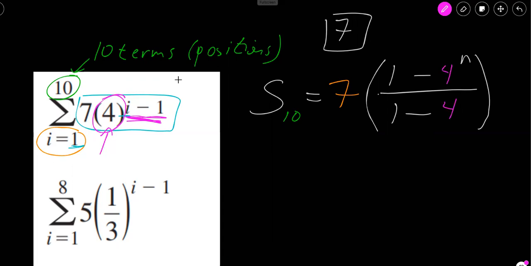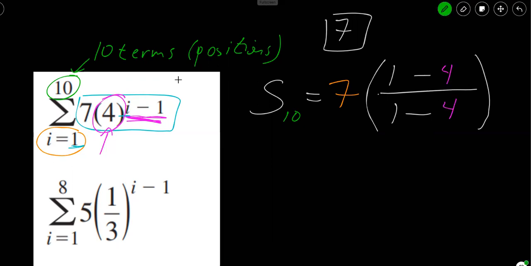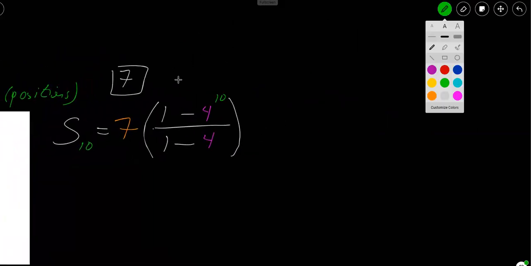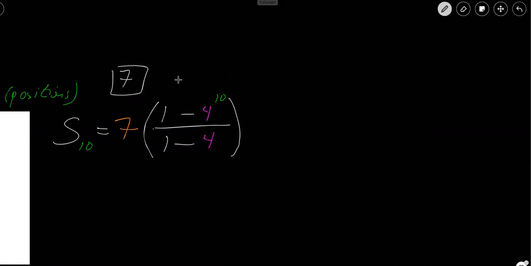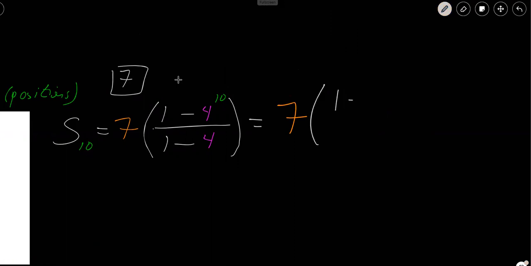And then the last thing I need is that n value. Well, my n value is 10. This is going to be a mess, but I can calculate it. So let's go ahead and do it. I'm still going to have 7 on the outside. Let's deal with those exponents. These are going to be kind of messy.